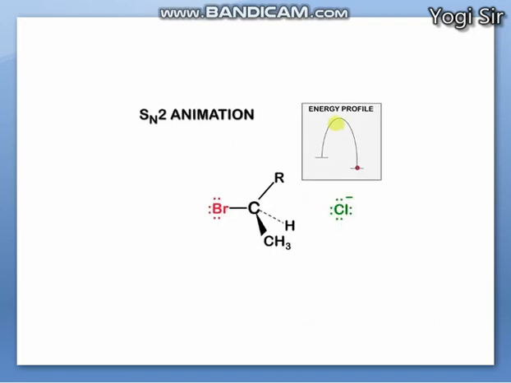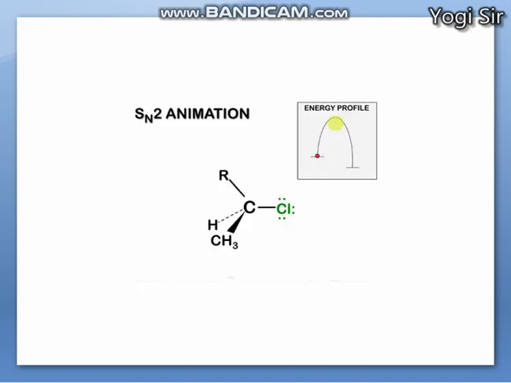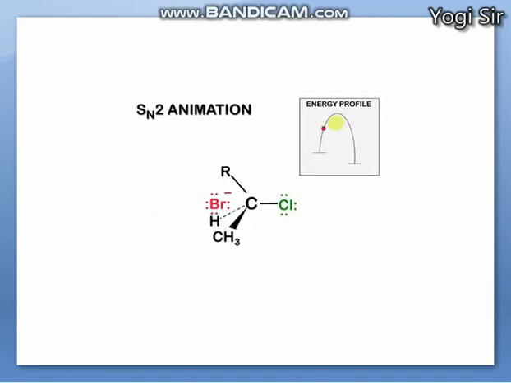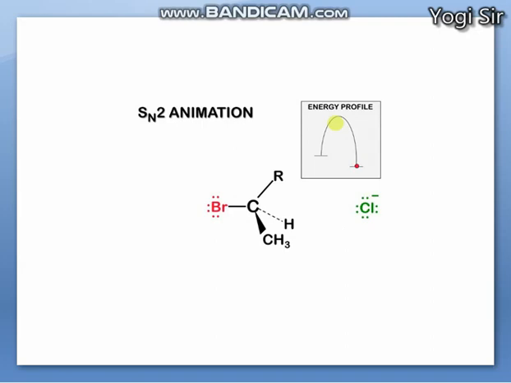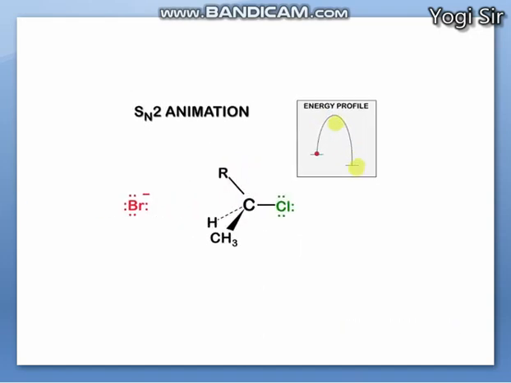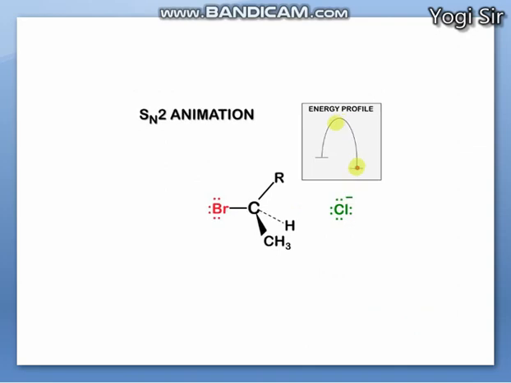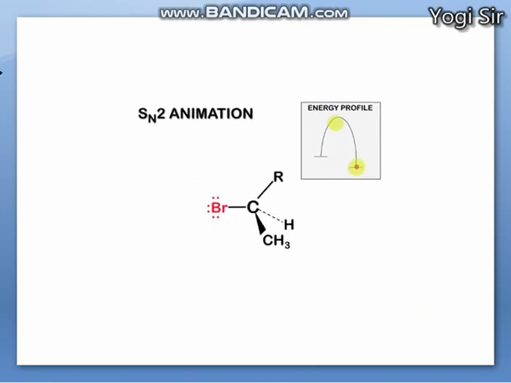right? Again I am repeating, you can see the bromine binds with the carbon and chlorine gets removed from the compound, and again you can see the energy is decreasing. First it is increasing up to a maximum value in the transition phase, and later on the energy is decreasing when the product is generated. So from this animation you can easily understand how this SN2 mechanism is happening, how this Walden's inversion is happening, right? It is easier.